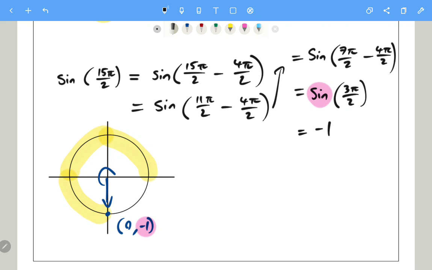Alrighty, so that's just a quick introduction to doing a little bit of work around exact values of trig functions. We're going to be doing a lot more of this coming up, but we're going to go slow for the beginning. Alrighty, see you in the next one.